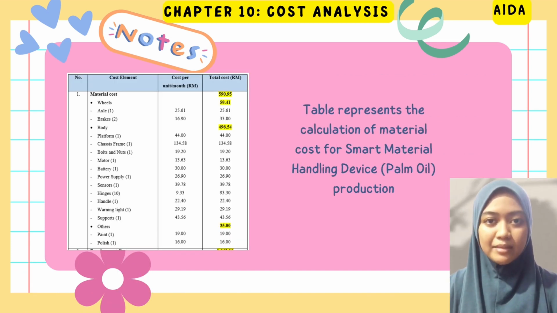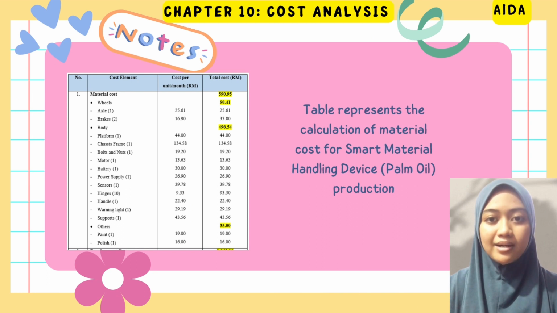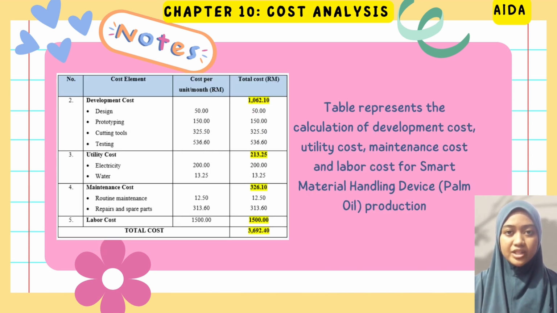So here is the table calculation, which involves the material cost for smart material handling device production, including the parts of wheels, body, and other parts. And here is the other calculation, which are the development cost, utility cost, maintenance cost, and labor cost. So we managed to get the total cost.